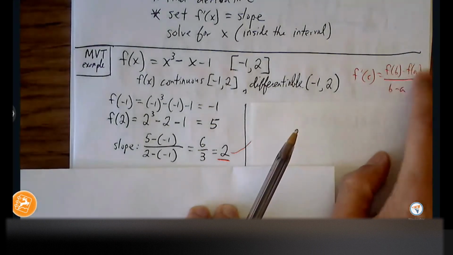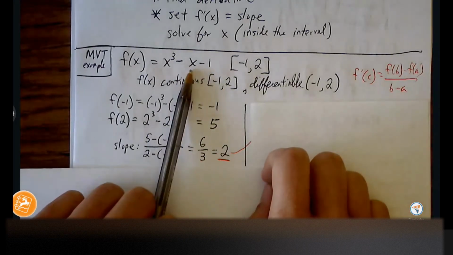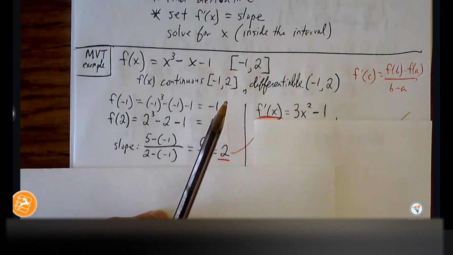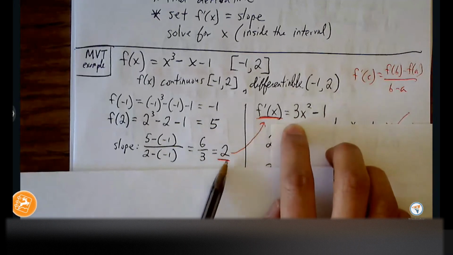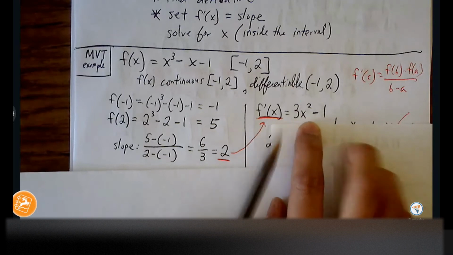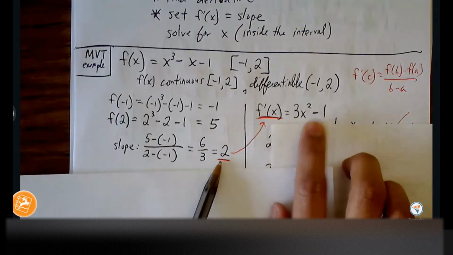Okay, so this process is done, right? We found the slope. Now we can turn our attention to the derivative. So we'll find f prime, power rule, 3x squared minus 1. Now, when you find the derivative, we're going to have to make sure that we involve the 2 somehow, right? We're basically asking the derivative function to give us a location for a very specific slope. So our next step is to set the 2 equal to the derivative.